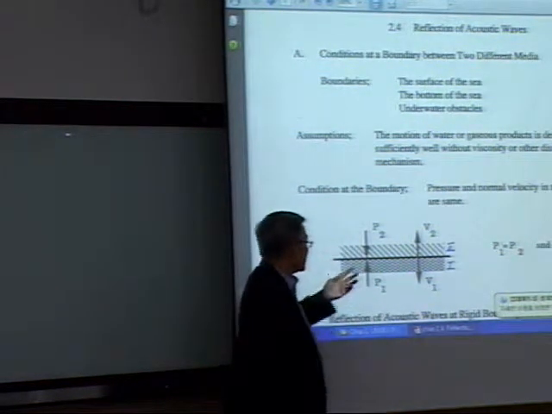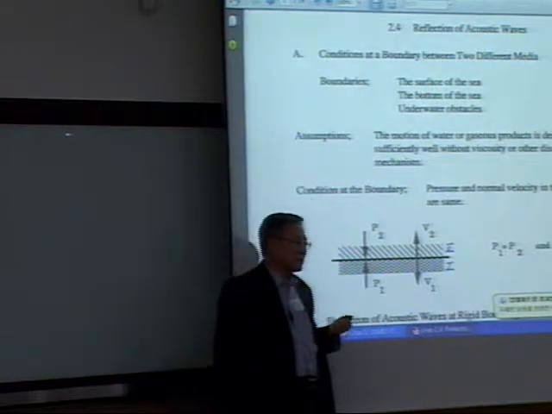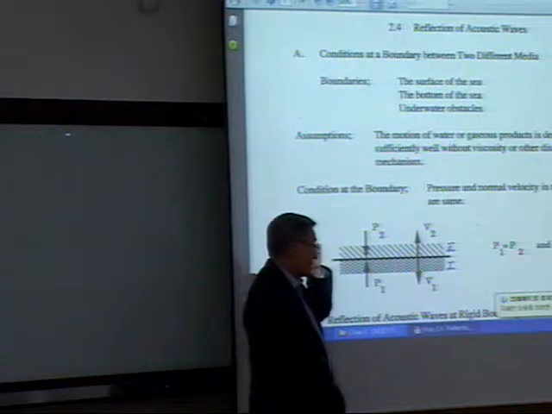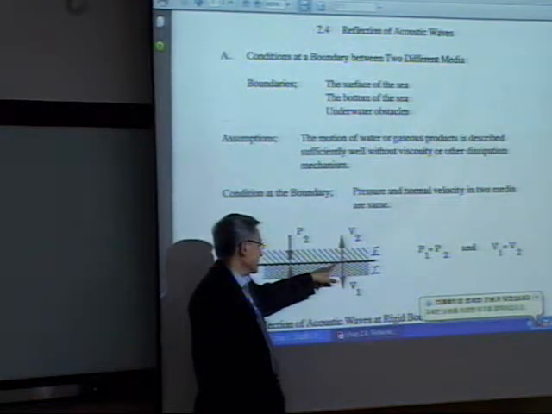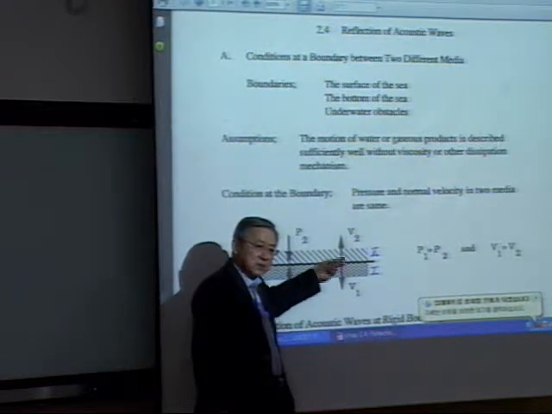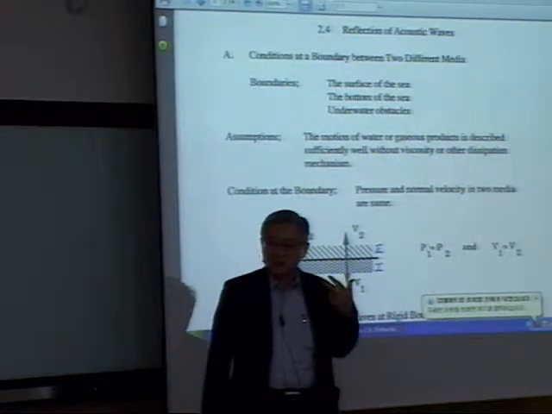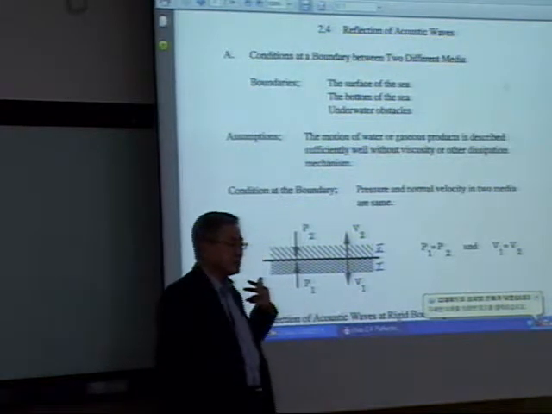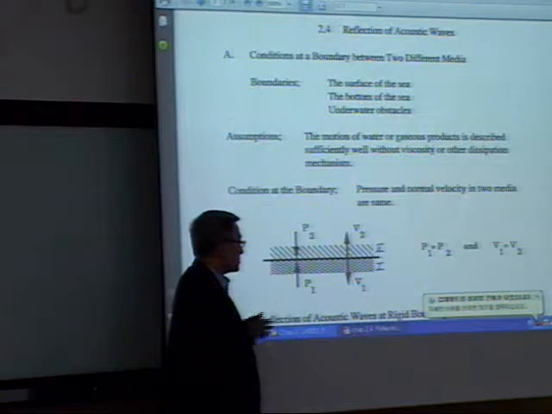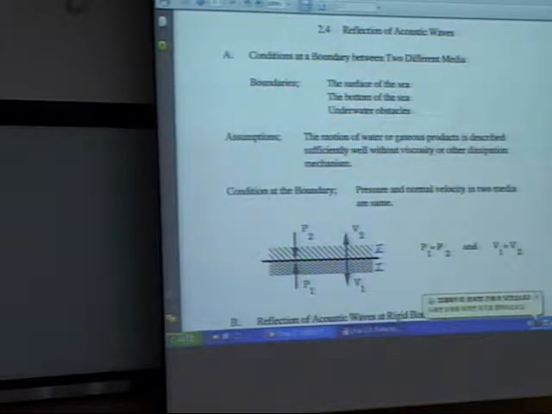Pressure is a scalar quantity. But what about the velocity? Velocity, of course, has direction and magnitude. So the normal velocity right at the boundary in media 2 and media 1 are the same. So V1 is equal to V2. Usually we're going to deal with the fluid particle velocity. You can deal with the wave, of course. This is a pretty general situation.